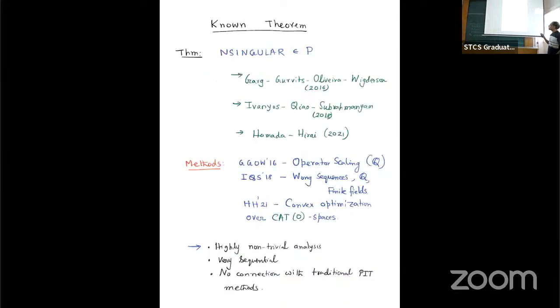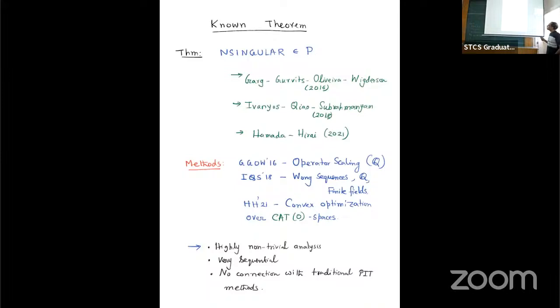Amazingly, in contrast with the commutative singularity problem, which you do not know is in P, this problem is in P, this non-commutative singularity. And there are two independent breakthrough results followed by another result. First one by Garg-Gurvits-Oliveira-Wigderson. Second one by Ivanyos-Qiao-Subrahmanyam, and third one by Hamada and Hirai.